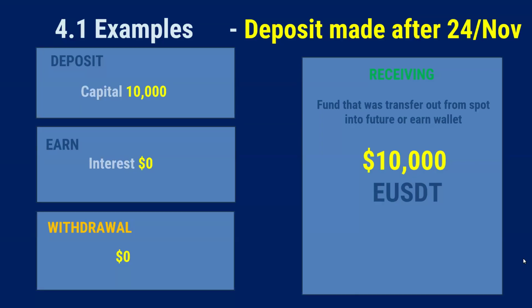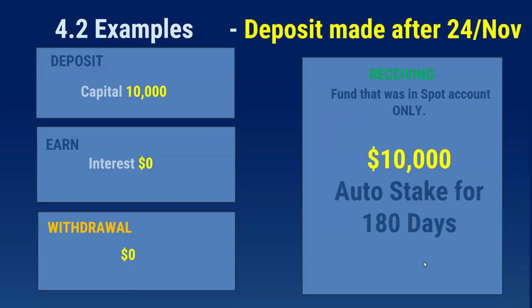Deposit made after 24th November, second example: 10,000 deposit, earned 0 interest, withdrawal 0, but your funds are still in the spot wallet account only. Your $10,000 will go into auto staking for 180 days.